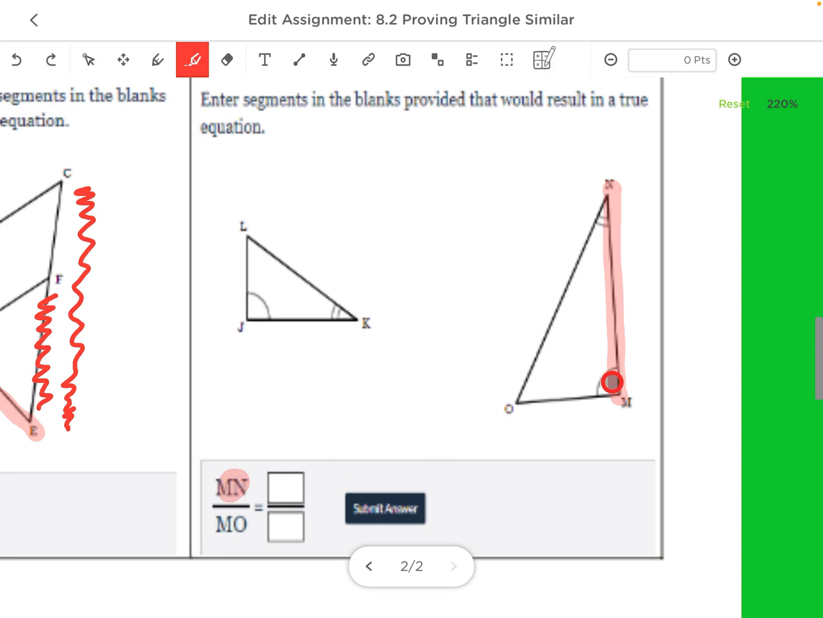Okay, well, let's look at our hints. MN is between the one arc and the two arcs. So one arc and two arcs would be JK. Okay, then MO. MO would be this right here. So MO goes from the single arc to the one that doesn't have anything. So single arc to the one that doesn't would be JL. Okay, so that's what we're doing.